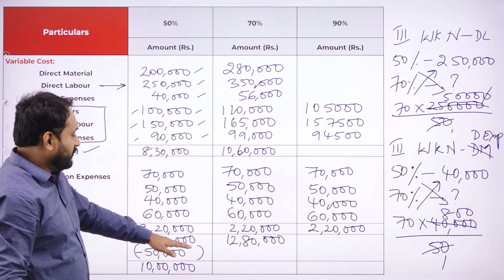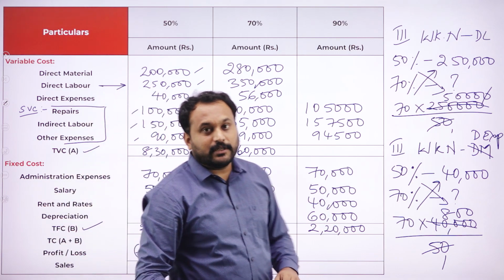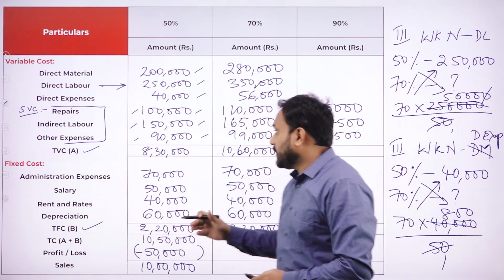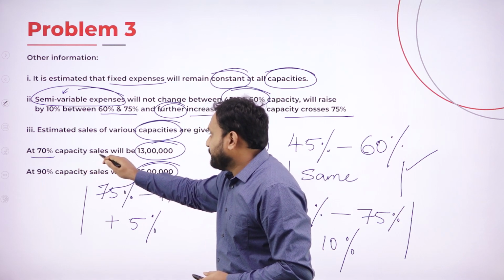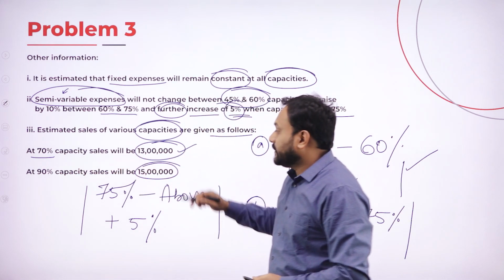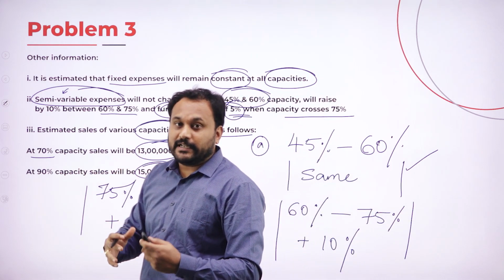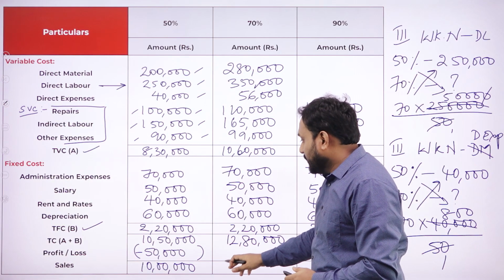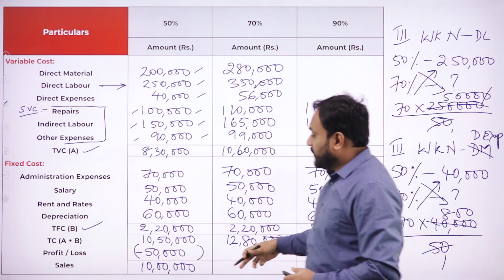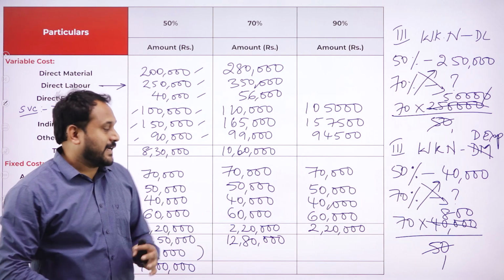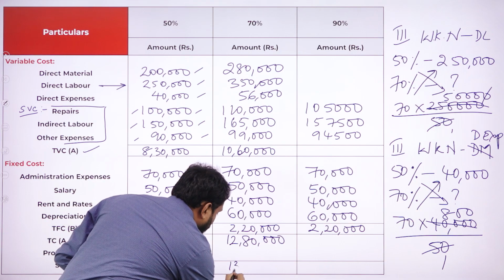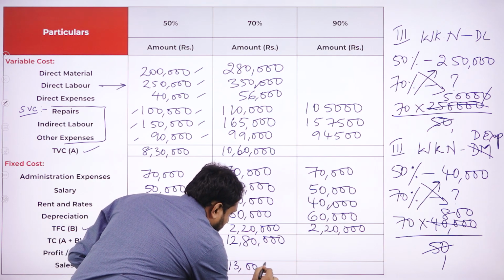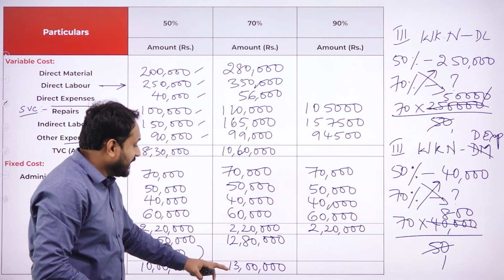Now, what is the profit or loss, or what is the total sales estimation? Now we need to go back. 70% capacity, sales will be how much? 13 lakh is what we are getting. So that means here sales at 70%, we are supposed to write how much? 13 lakh is what we should write here. So we'll get 13 lakh. 13 lakh is a sale.